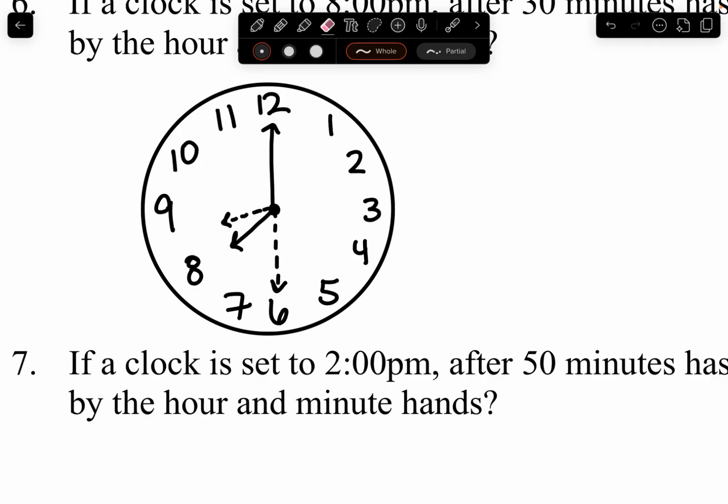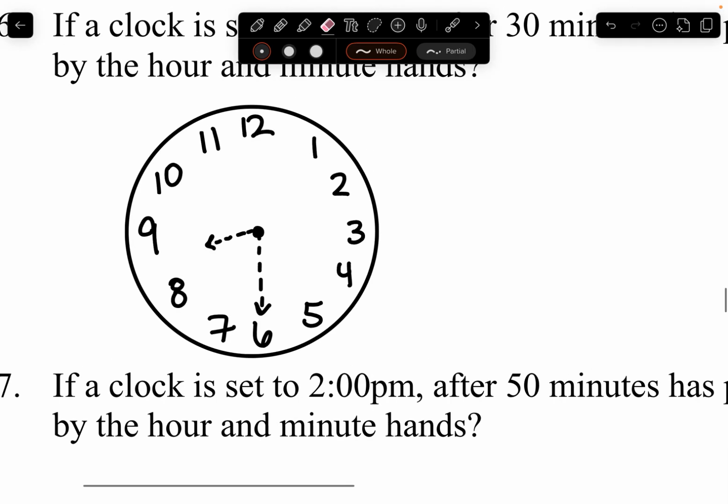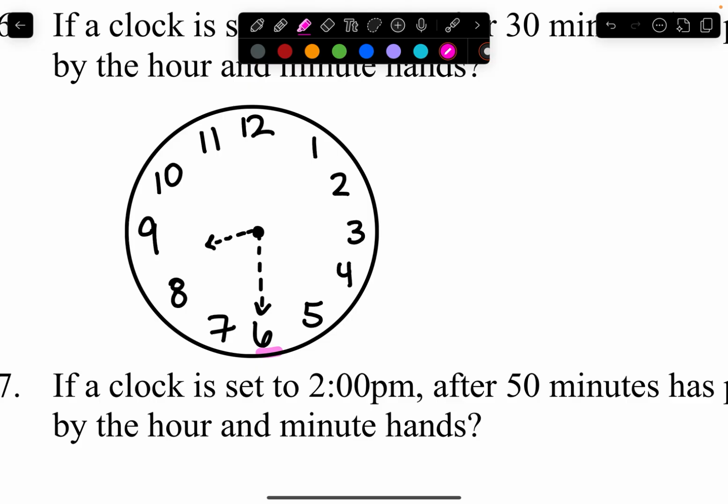Okay, so we no longer have these. Now what we have is this, and it's asking us for the major arc. So the major arc is this. We go all the way around our circle to about here. Okay, that's the major arc.